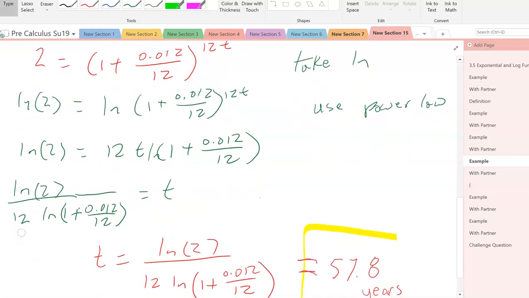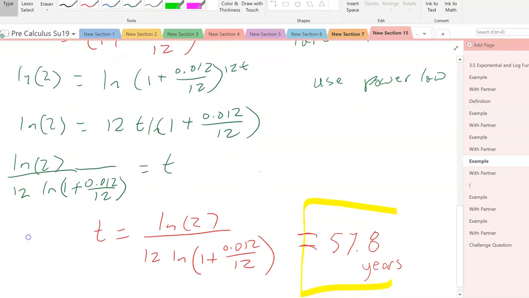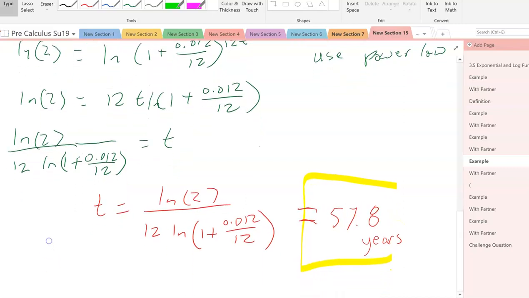The rest is your calculator work. Just plug that into your calculator and you will get roughly 57.012 years, and that is the amount of time it will take for whatever balance you put in to double.